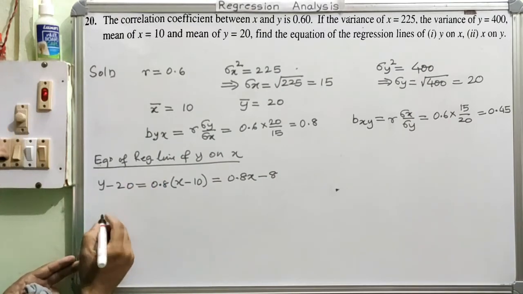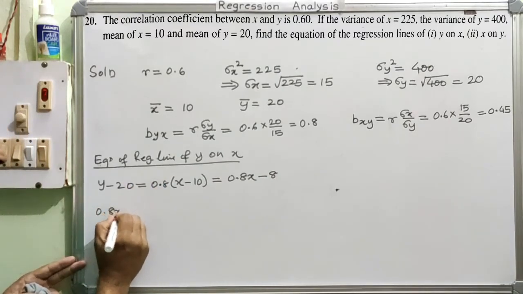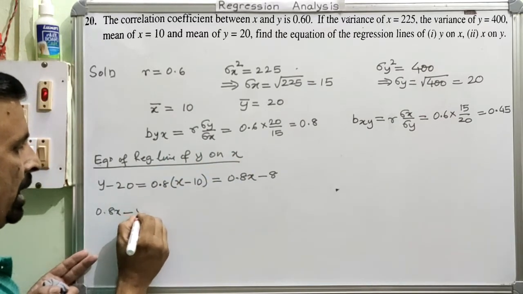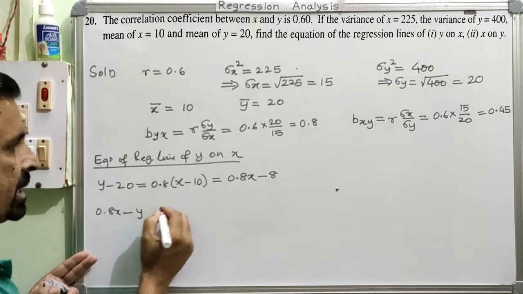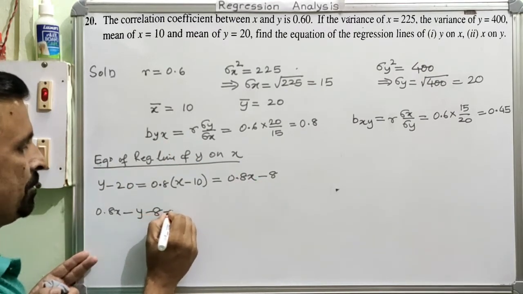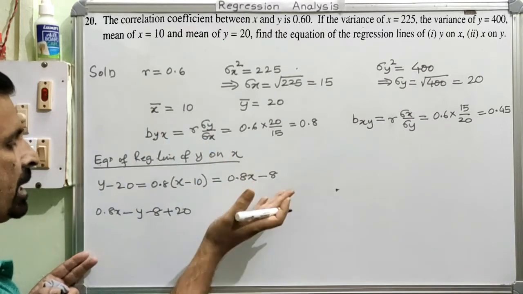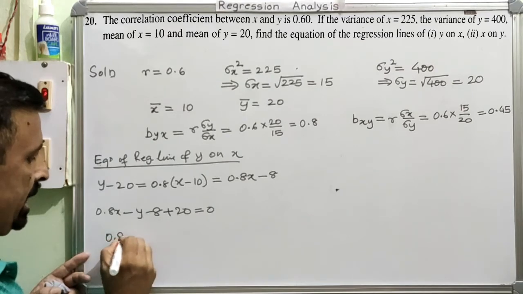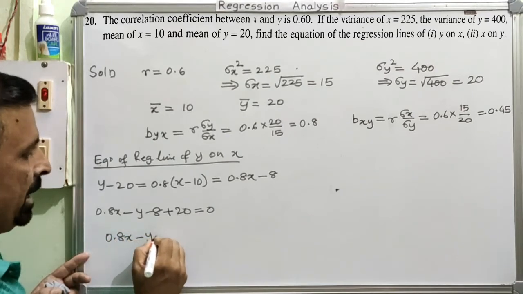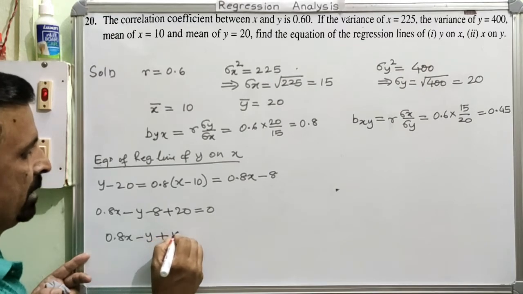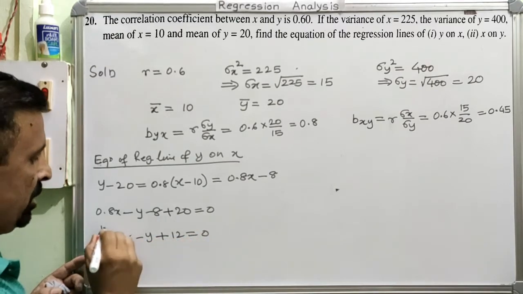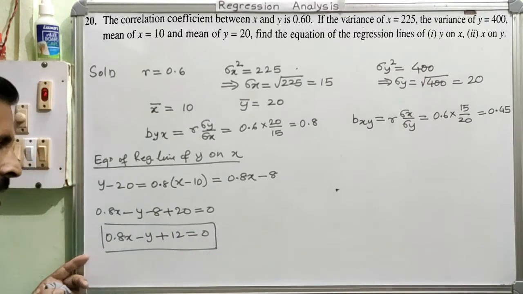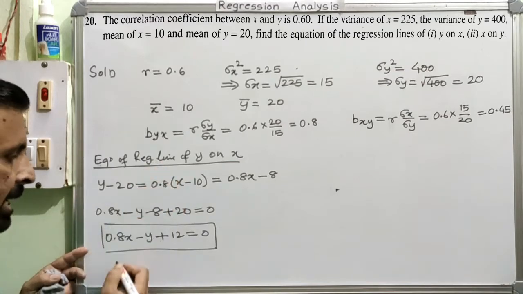Now just arrangement, right? So 0.8x, the first term we always tend to keep positive. So y will be taken to that side, minus y. And this minus 20 also I can take to that side. This is minus 8 and this is plus 20 now, because this minus 20 went to the right side, so the sign will change. Therefore your answer is 0.8x minus y, and then plus 12 is equal to 0. This is your equation. This is your final answer.